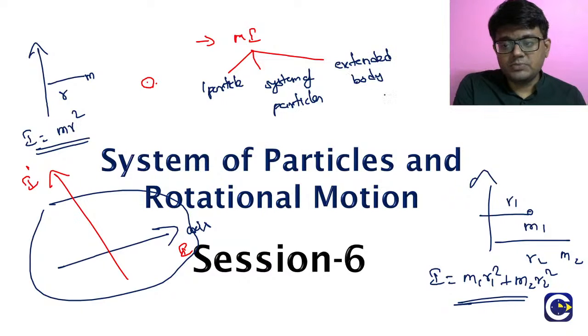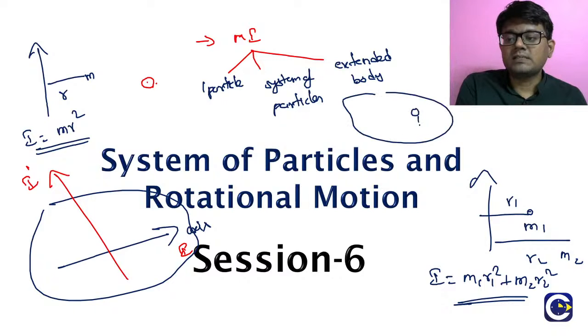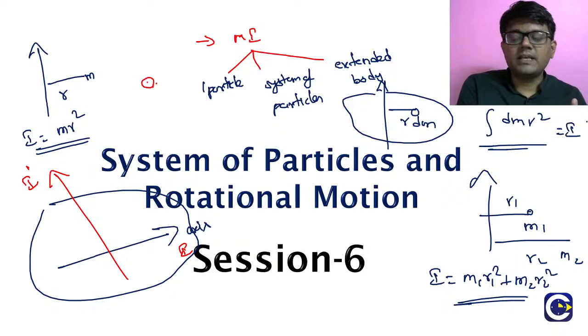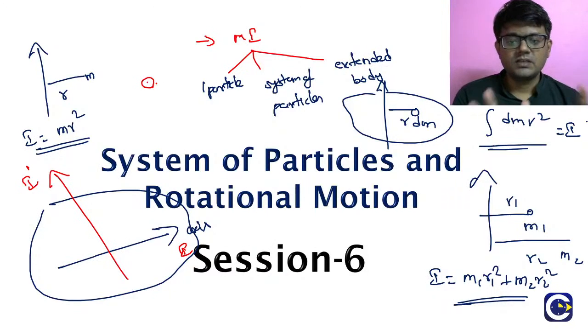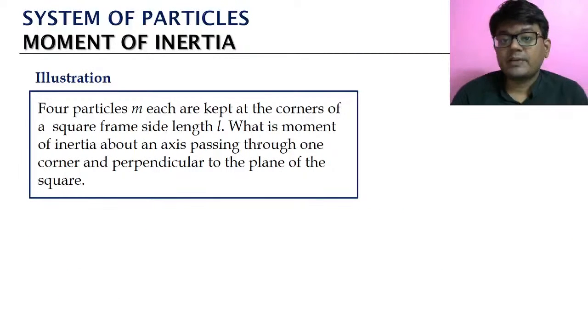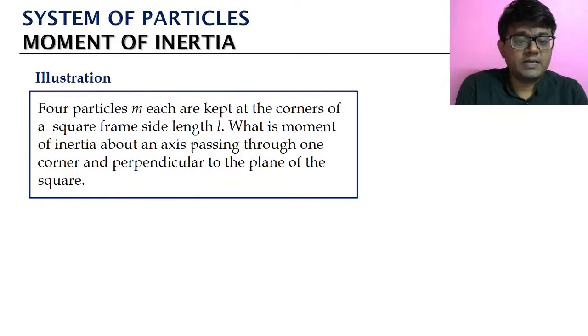When we talk about an extended body or a distributed object, we have to take a very small mass dm. If the distance of this is r, then dm into r square gives the small element of the moment of inertia. If we integrate, we get the overall moment of inertia of that extended body. So this is the basic of the moment of inertia of a system of particles.